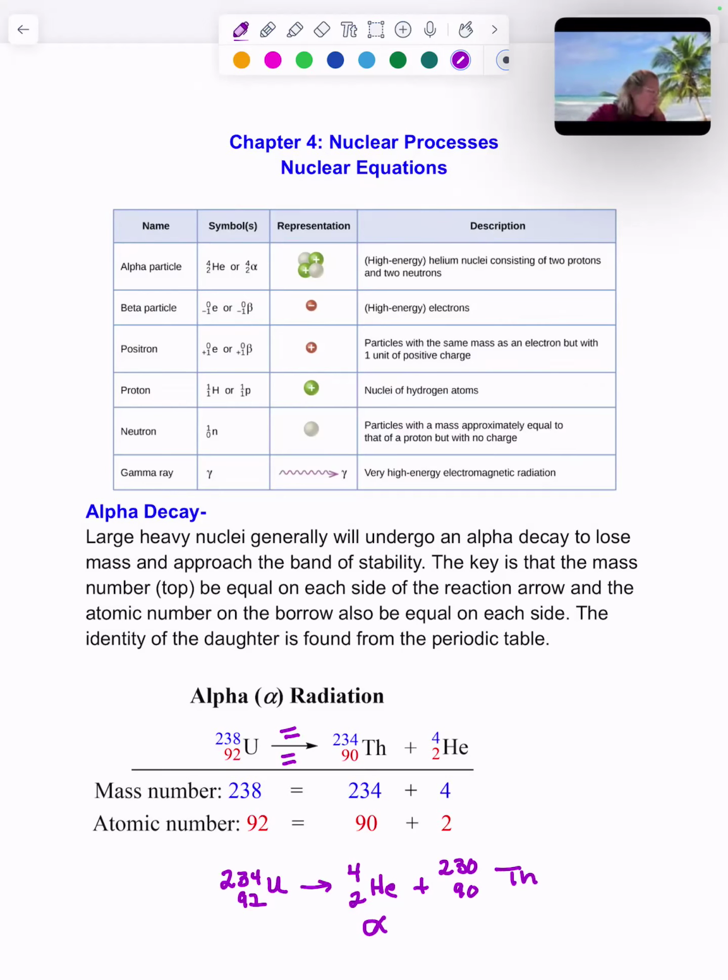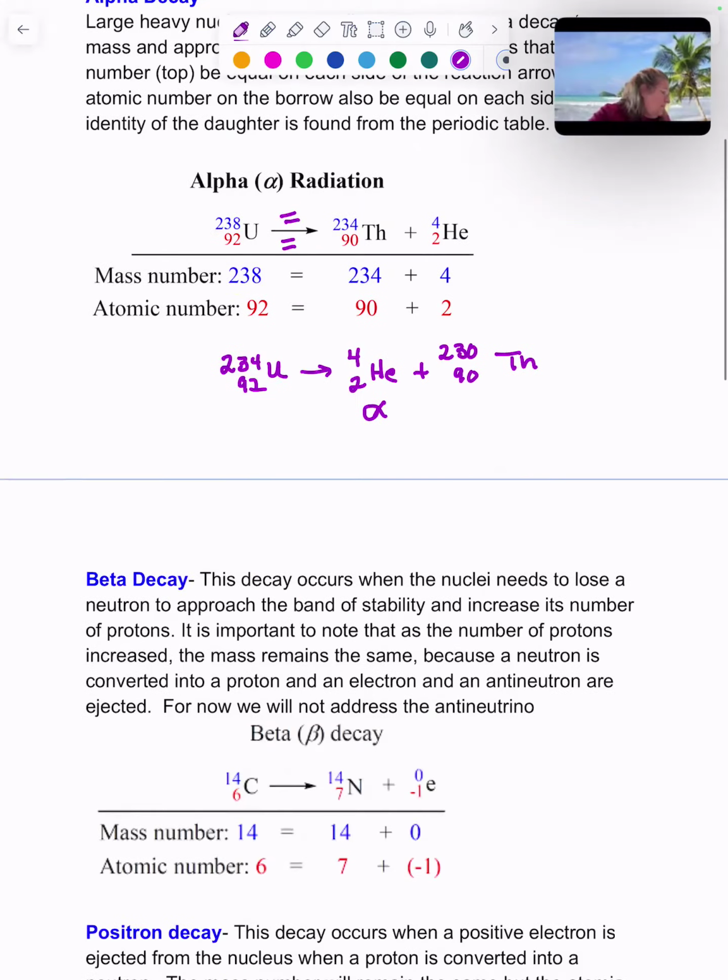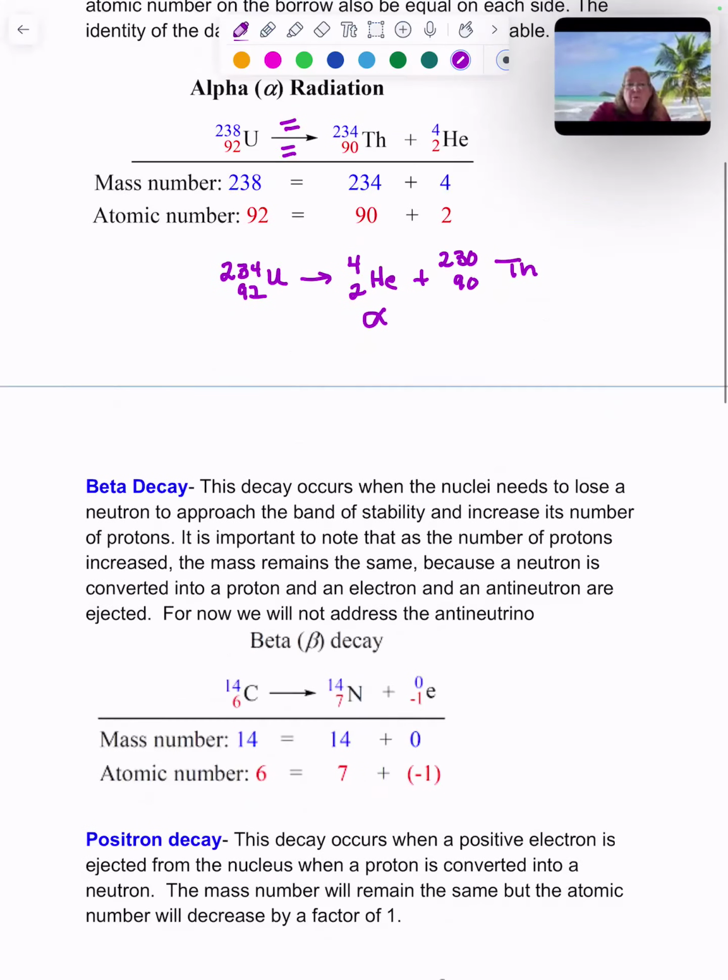So there's an alpha. A beta decay occurs when the nucleus needs to lose a neutron to approach the band of stability. This is going to increase its number of protons, so my atomic number is going to go up. But once again, the numbers on top add up on either side of the equation, and the numbers on the bottom have to add up on either side of the equation. And that 0 over negative 1 e is my beta particle. You can show it multiple ways.